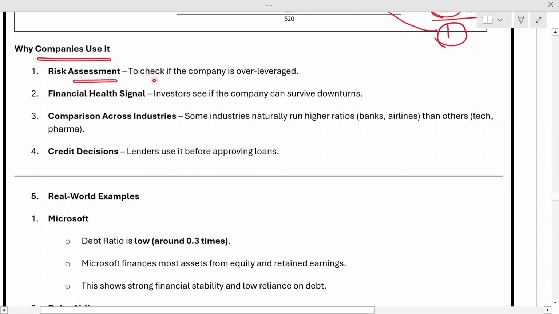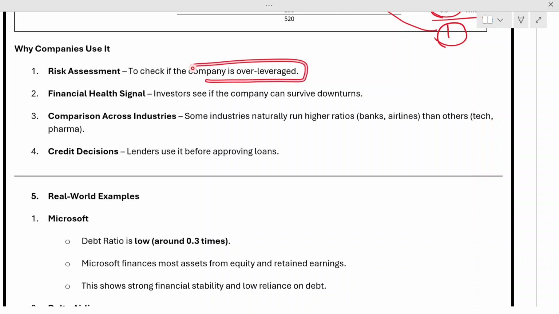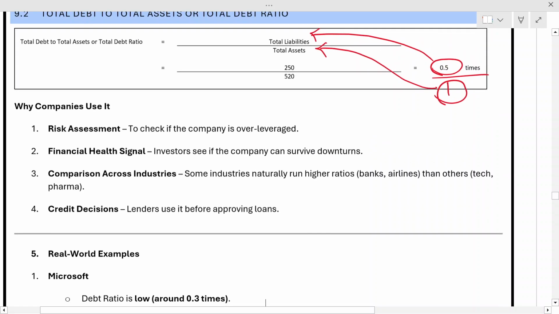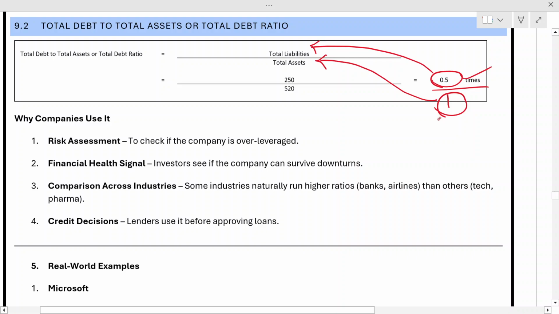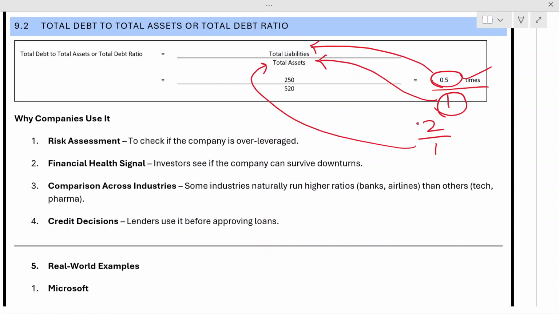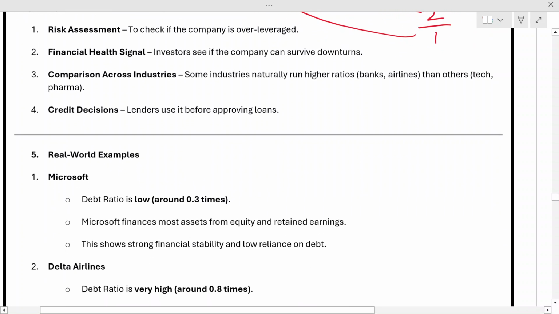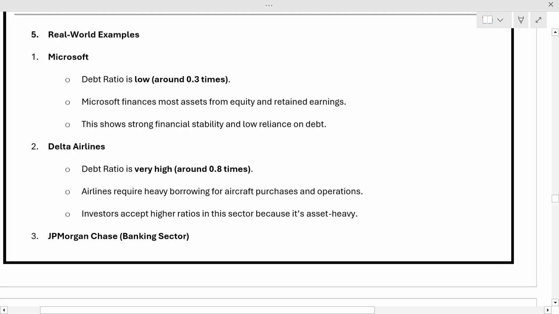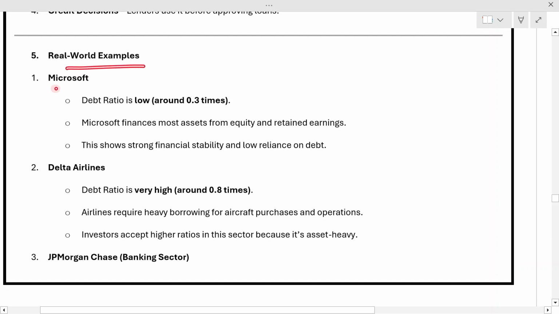Firstly, they use it for risk assessment, to check if the company is over leveraged, if the company has higher debt or not. It also checks the financial health of the company, if the company can survive downturns. Because if this ratio changes from 0.5 to 2 by 1, which means the company has total assets of $1 and total liabilities of $2, this is a riskier situation. It also helps companies compare across industries how they are performing, and finally this can be used for credit decisions as well.